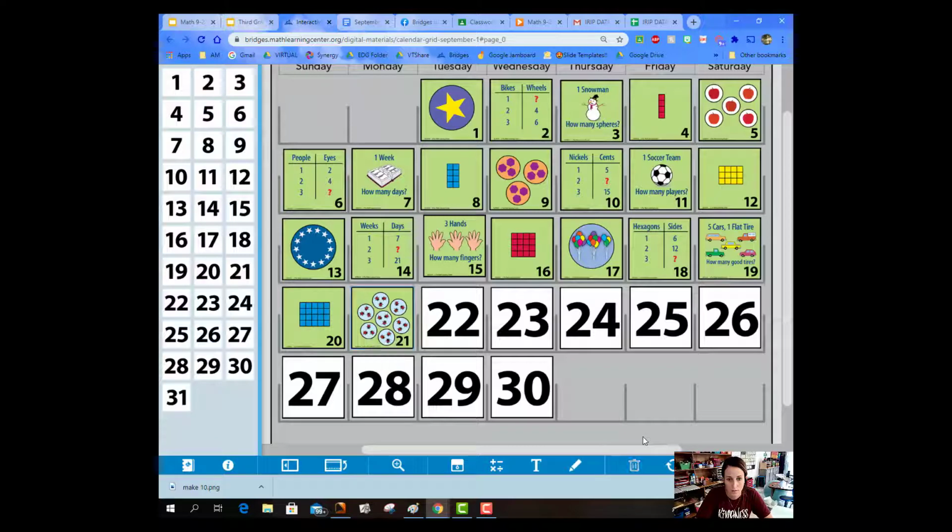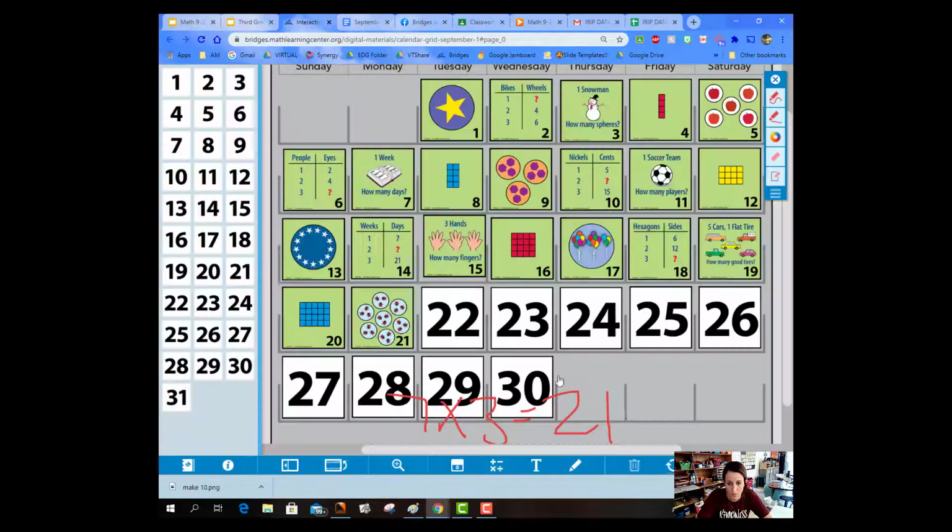21. This is a loop, so I want you to think, how many loops are there? Okay, how many are in each one? So 1, 2, 3, 4, 5, 6, 7. 7 loops times 3 in each group equals 21. Awesome!